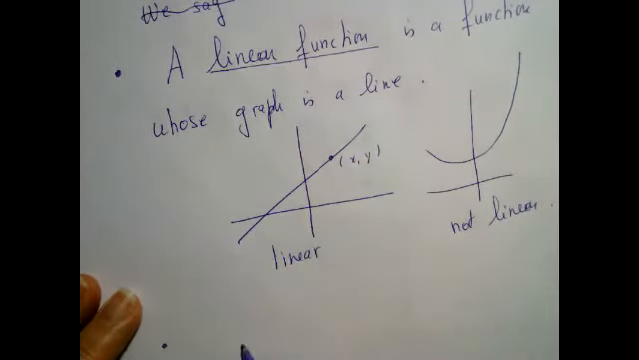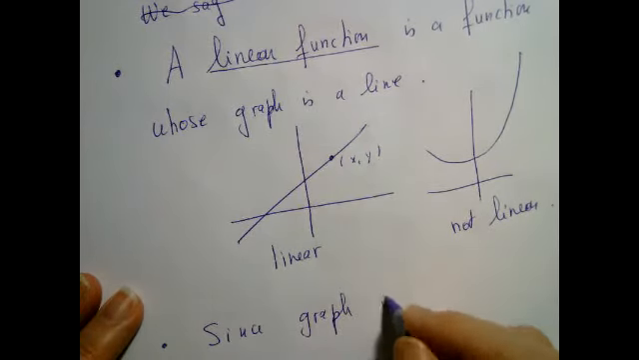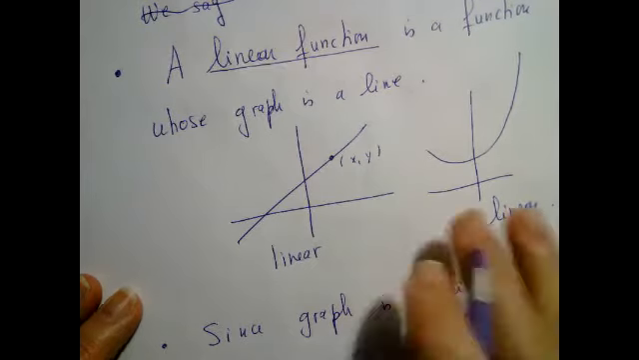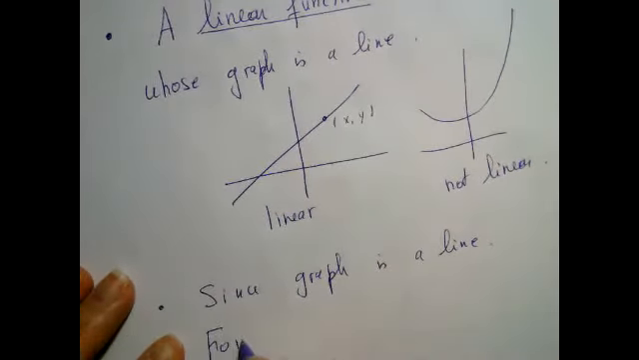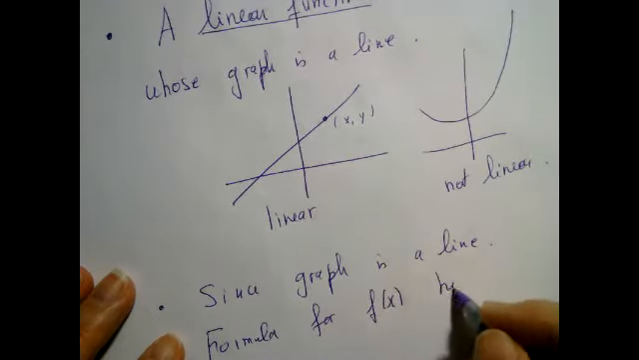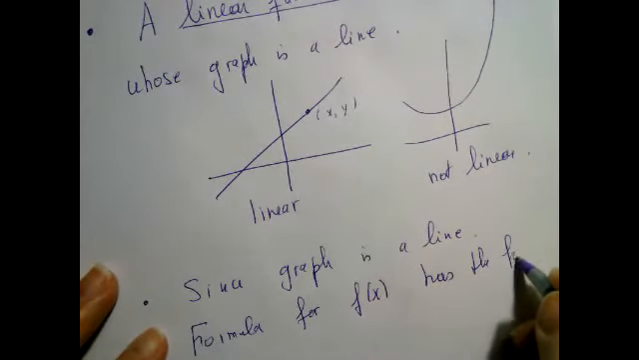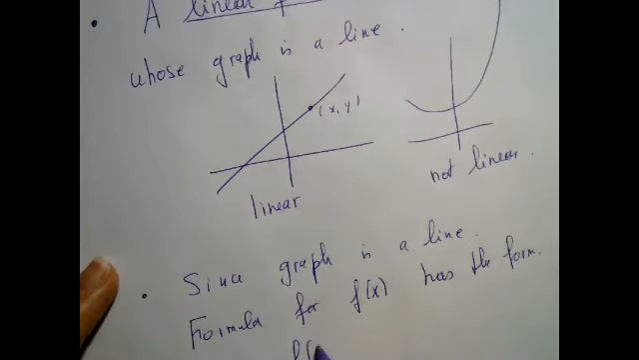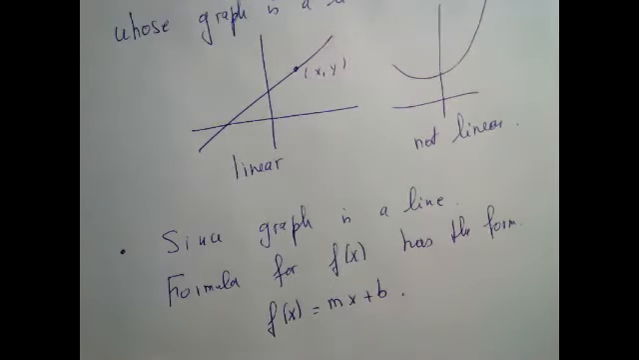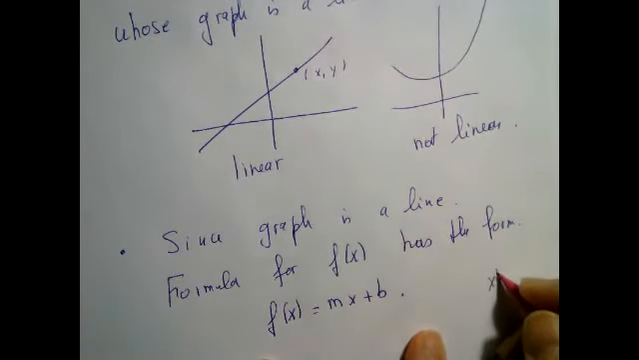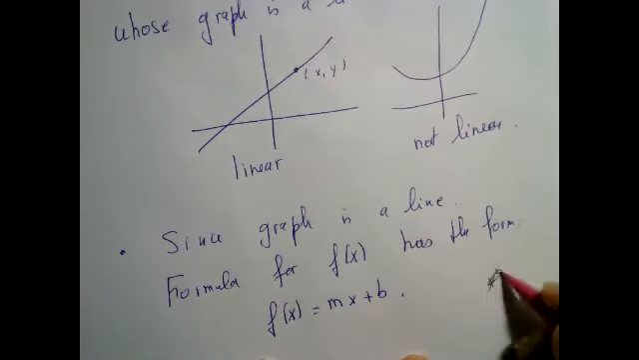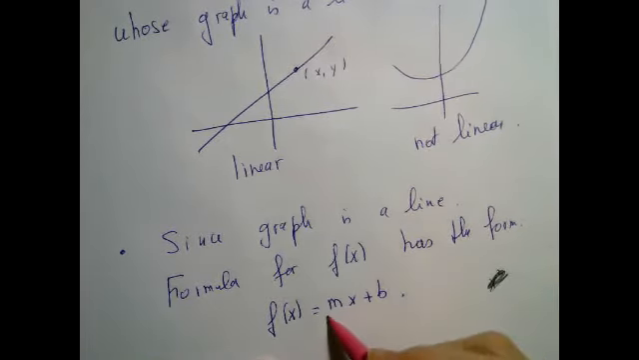So the formula. Since the graph of a linear function is a line, the formula for f of x is the equation of the line, which has the form mx plus b. I mean by that that a linear function cannot have a square in it. Otherwise it will not be linear, and the graph will not be a line. So it's m times x to the power 1 plus b.